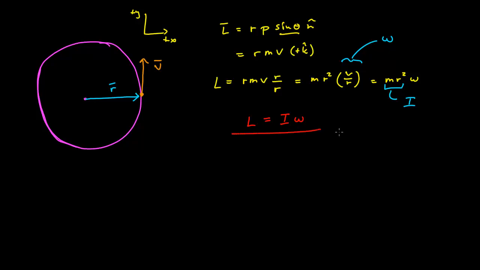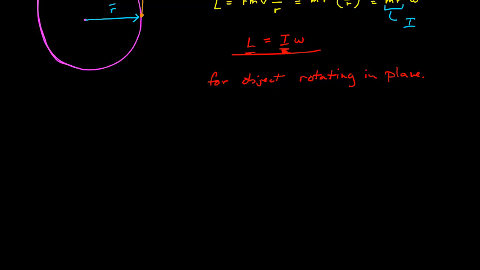Now, this relationship holds for an extended object rotating in a plane, as long as we can define our moment of inertia about an axis. Then the angular momentum about that same axis is equal to that moment of inertia times the angular velocity rotating around that axis. All right, so let's just do a quick example for that.